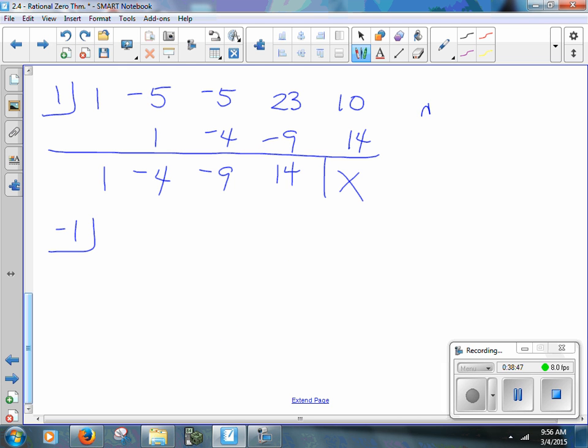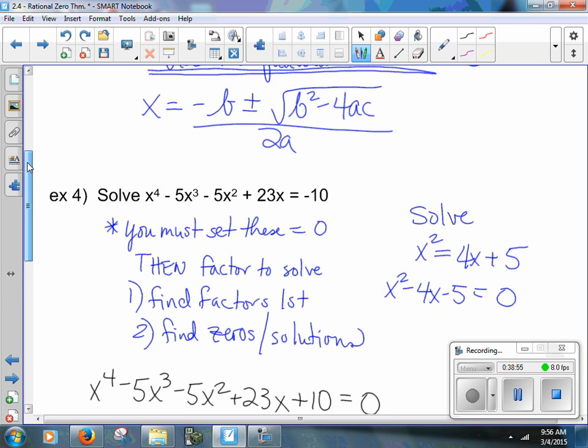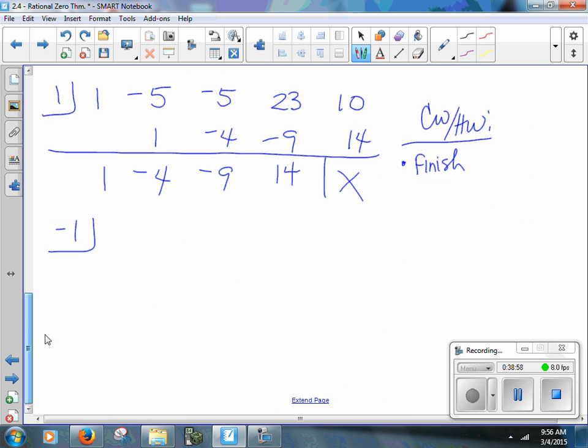Y'all keep working on that problem, okay? Your homework is to finish example 4 in your notes. Did y'all list it as 4? Finish example 4 in your notes, and then I want you to do page 127, number 2, and 10 through 15. Okay?